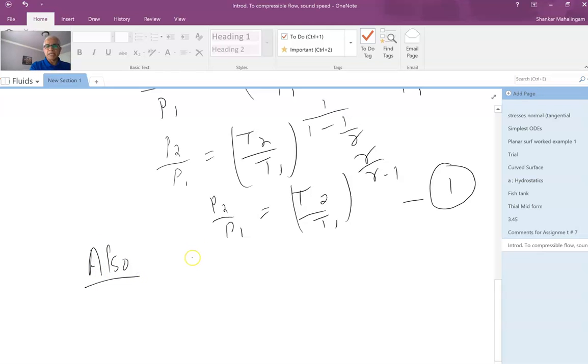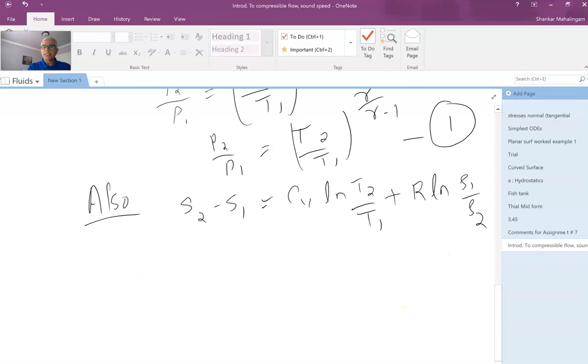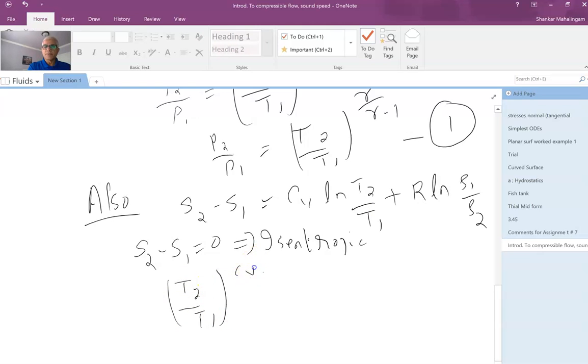Also, if you recall from an earlier video, we got S2 minus S1 is equal to CV ln T2 over T1 plus R ln rho 1 over rho 2. You can go through a similar argument as I laid out to get equation 1. In the case of an isentropic problem where S2 minus S1 equals 0, I can work out that T2 over T1 to the power of CV would be equal to rho 1 over rho 2 to the power of negative R.